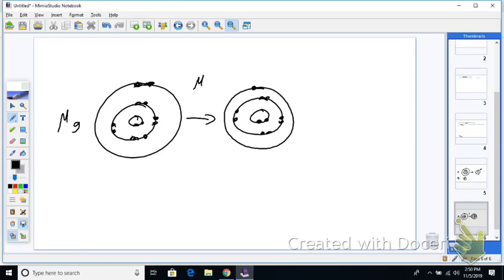So that's Mg plus 1. But Mg doesn't stay at plus 1. Mg will go to a plus 2. So then here's Mg plus 2, which is the same as Na plus 1. Yep.